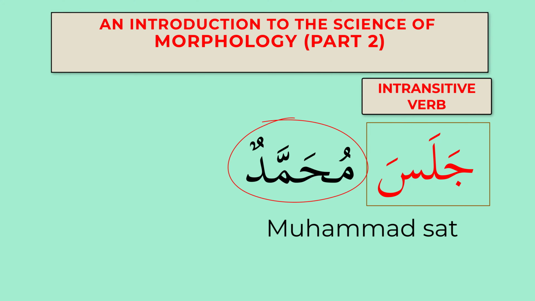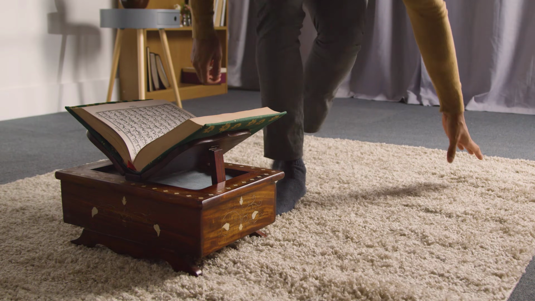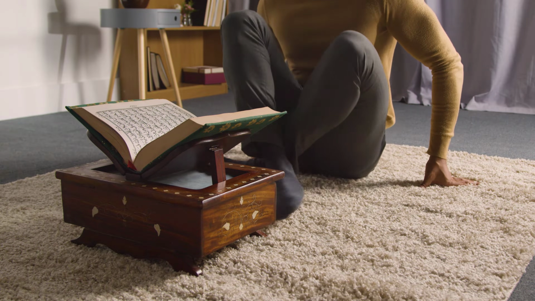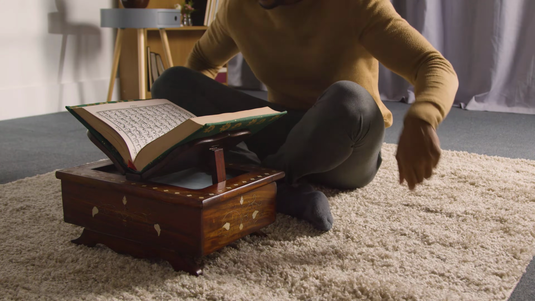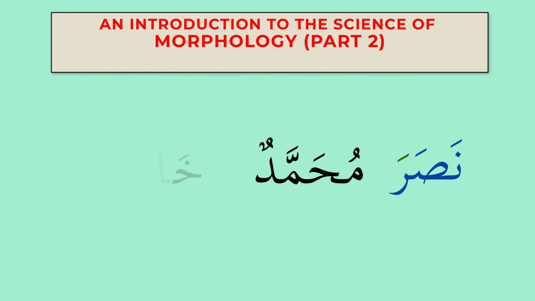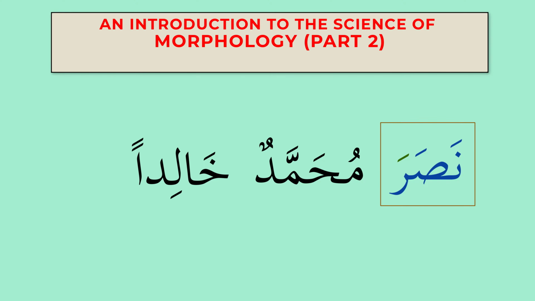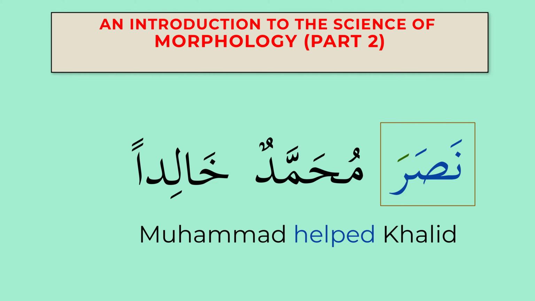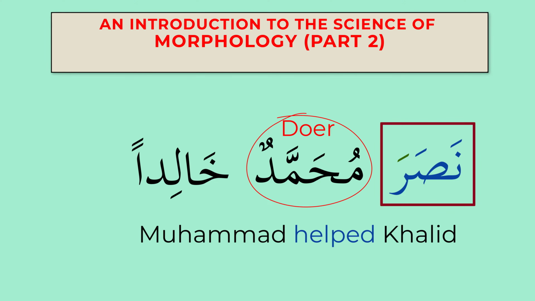Now, what does intransitive mean? It's an action that is only performed by the doer of the action. So Muhammad sat. An example of a transitive verb is nasara. So if I said nasara Muhammadun Khalidan, nasara means he helped. So it would be Muhammad helped Khalid. The act of helping was already done in the past, and it was done by Muhammad, and the recipient of the help was Khalid.